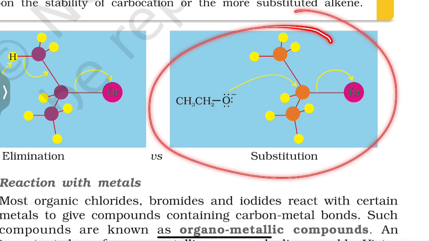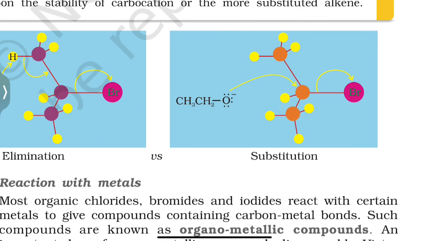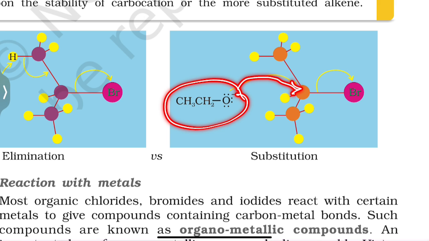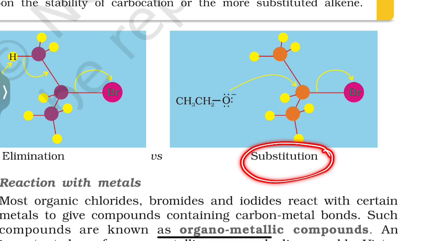So you can see in this picture. Here substitution reaction takes place because this is the nucleophile which is smaller. It is not bulky. Therefore, it can go and attack the carbon atom. Therefore, Br will leave as Br minus. Therefore, here substitution reaction is taking place.